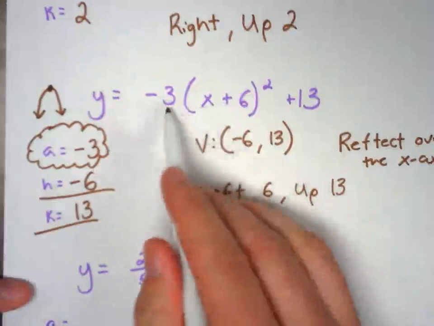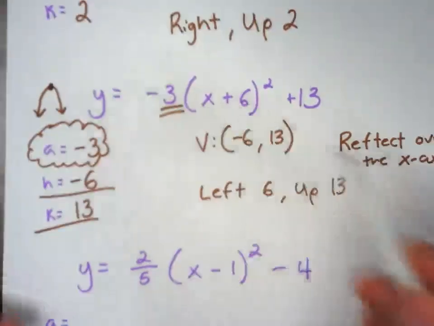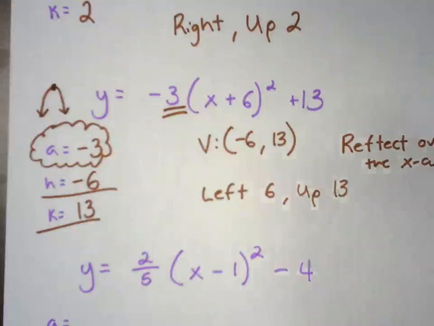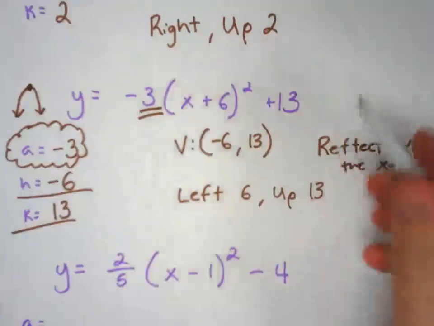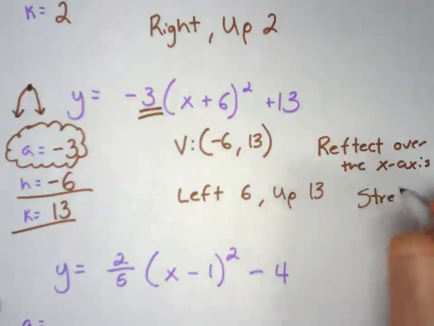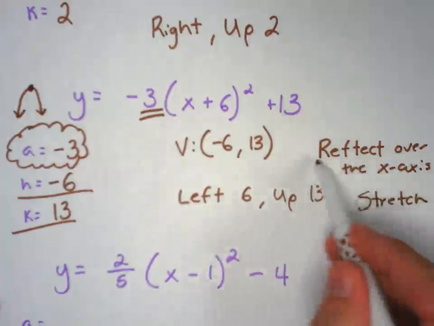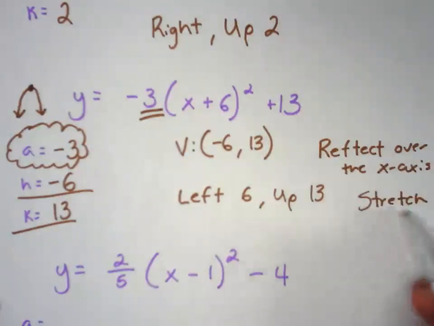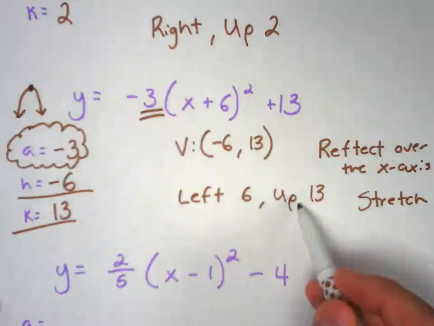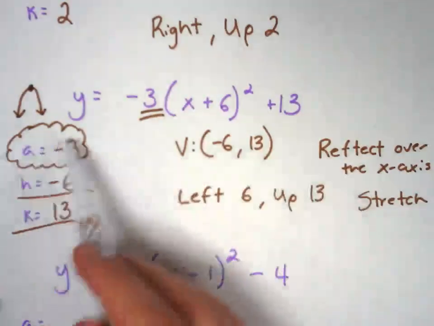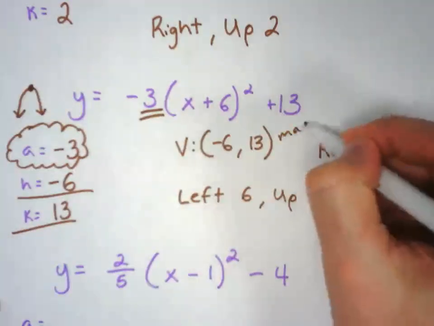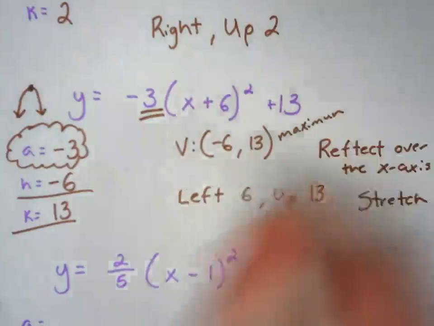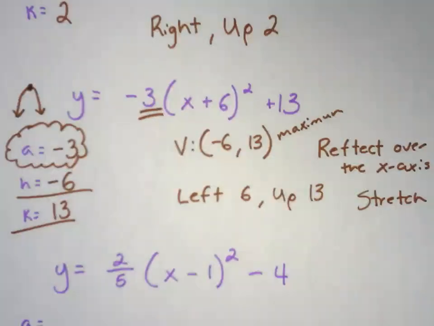Now the next part is the 3. See the 3 on its own. Don't see it as connected to that negative. So the 3 is on its own. So 3 is greater than 1, so that means it is going to stretch. So our A proves that it's going to reflect over the x-axis. It's going to stretch, then it's going to go left 6 and up 13. Now, is this going to be a max or min? Notice at the top of our graph, our vertex is going to be a maximum, because, again, our A shows us that after it reflects, it turns into a mountain and not a valley there.